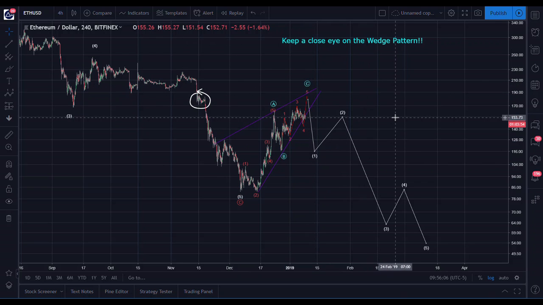Now, what is an ending diagonal? Ending diagonals usually occur at wave C's and 5 of an impulse, C of a correction. And the ending diagonal is a bit of a hybrid between an impulse and a corrective swing. The impulse attribute can be shown by the way it is labeled as 1, 2, 3, 4, and 5, just like an impulse. However, the 4 and 1 are allowed to be overlapped.